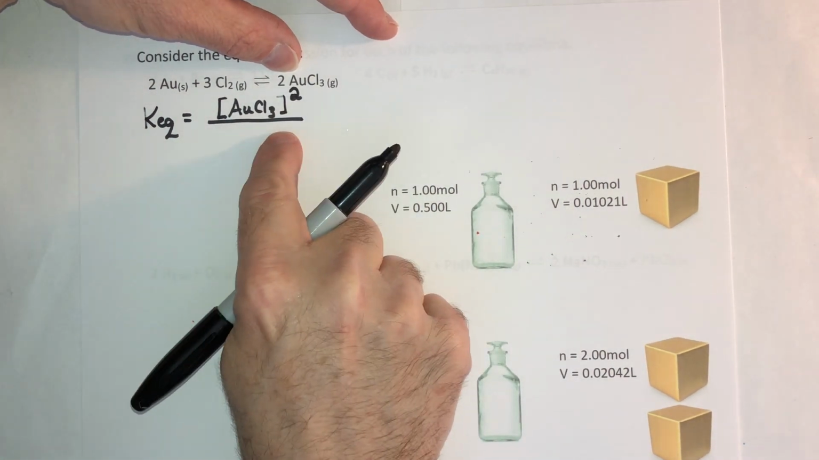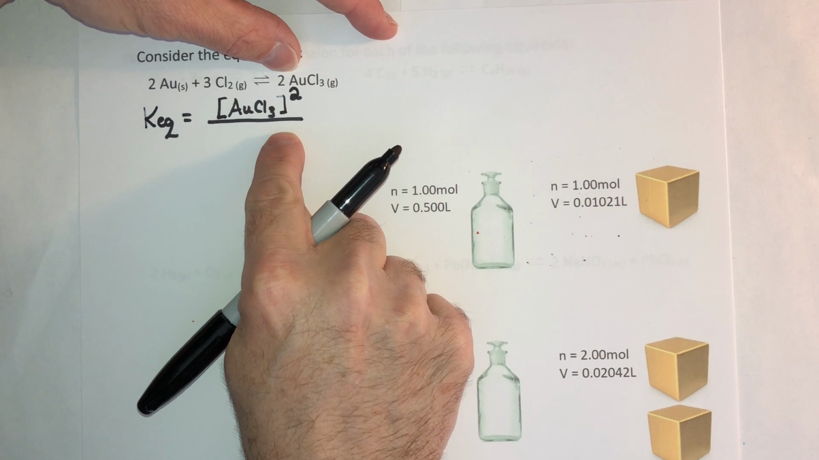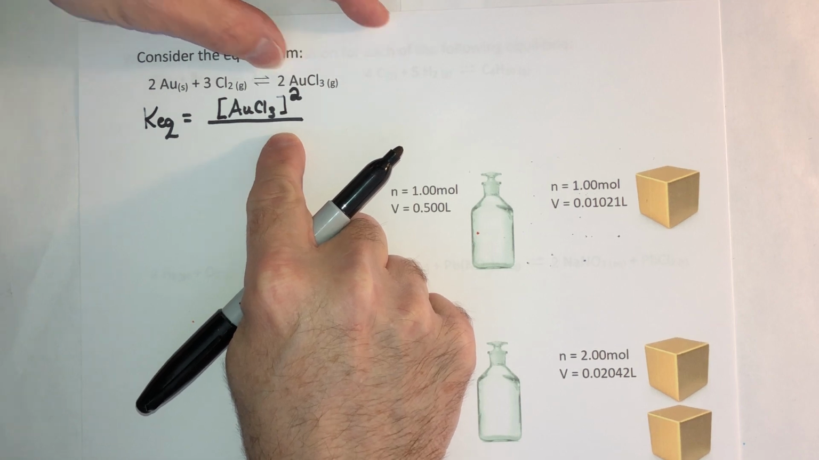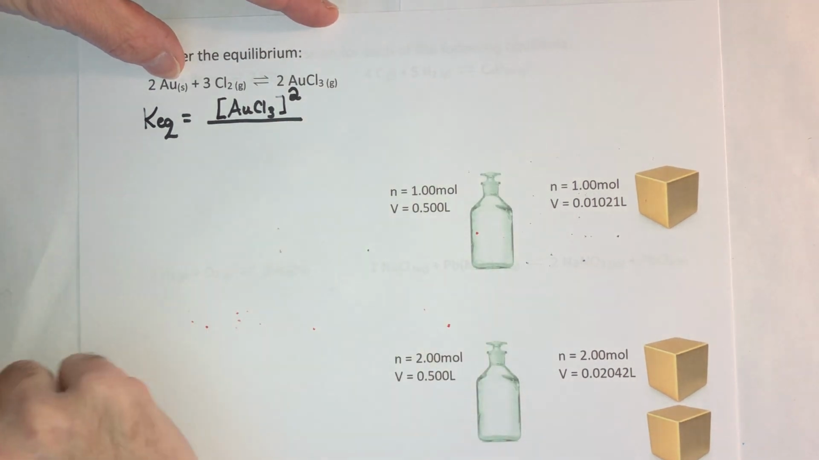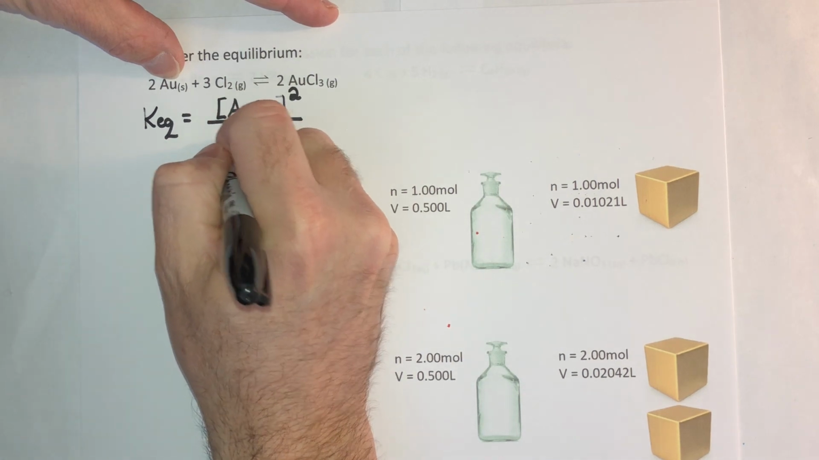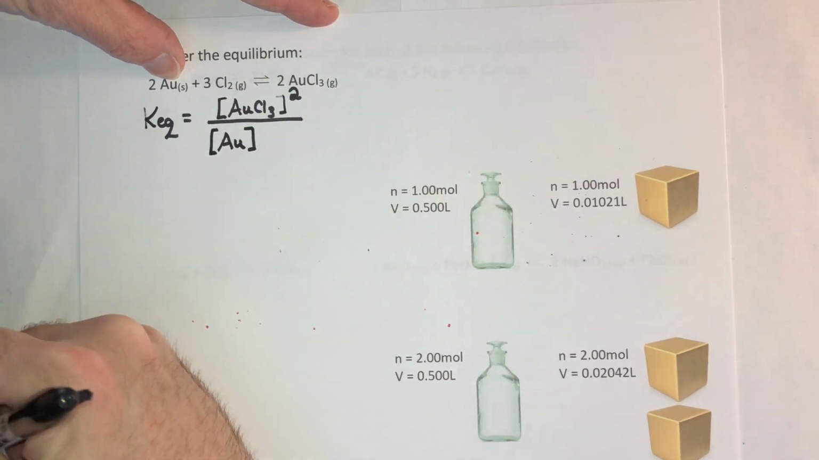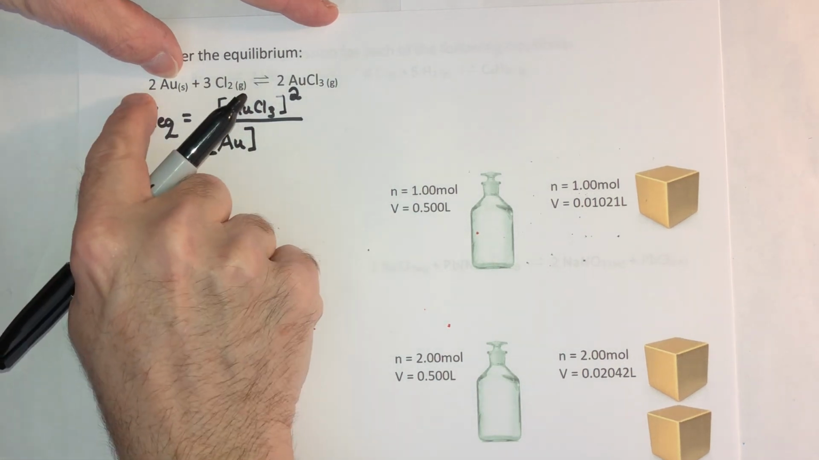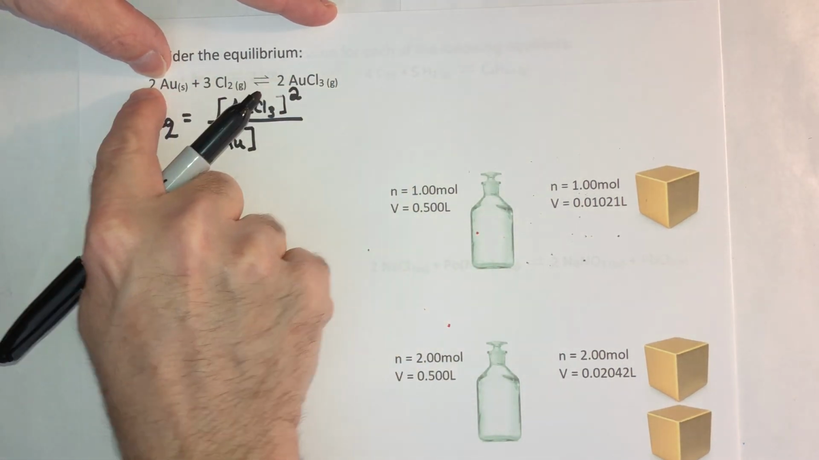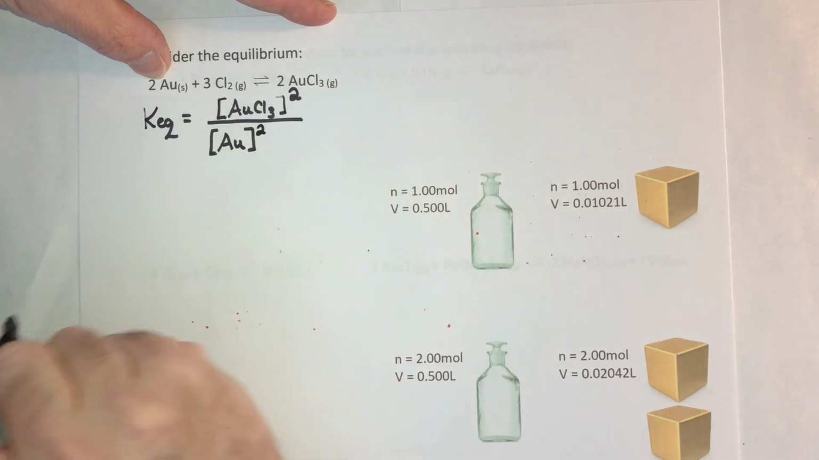Now let's talk about the denominator. The denominator is all about the reactants. So your first reactant is gold solid. So let's write it in. So there's my gold. Put it in square brackets to tell everybody that it's concentration. I use the 2 to balance the equation, so this will be squared.